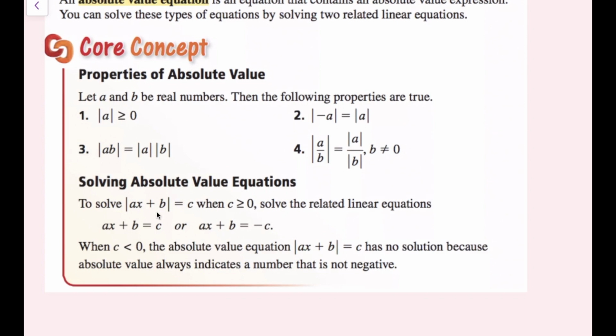To solve an absolute value equation, we're basically going to turn it into two related linear equations, and I will show you how to do that. I call this unwrapping the absolute value. That's not an official term, that's just my terminology here. When C is less than 0, there's no solution, because the absolute value cannot be less than 0. If C is negative, that means it is less than 0. So we're saying a number that is not less than 0 is equal to a number that is less than 0. That's obviously false. We'll see some of that as well.